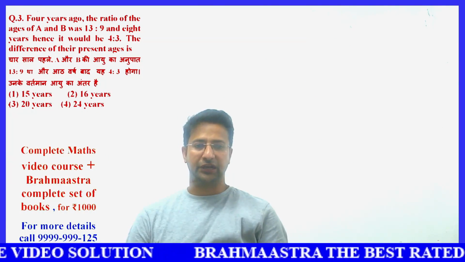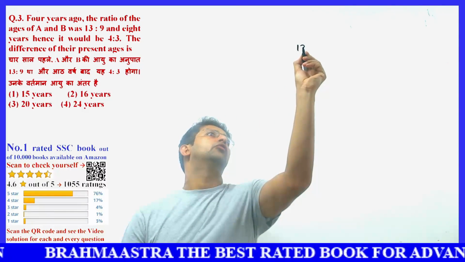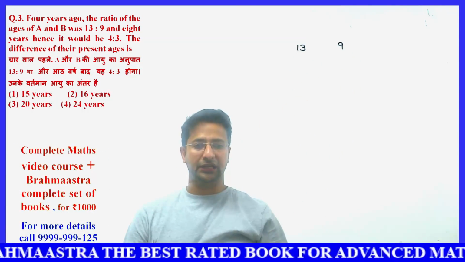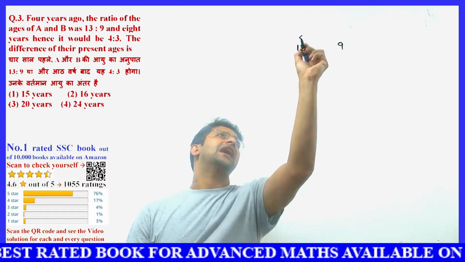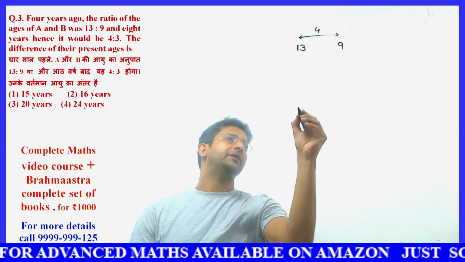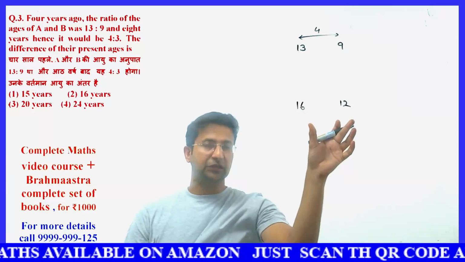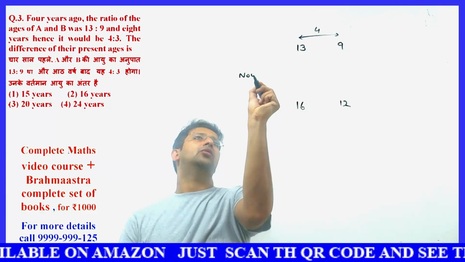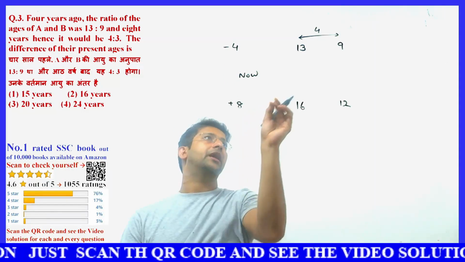4 years ago, the ratio of the ages of A and B was 13:9, and 8 years hence it will be 4:3. See, this gap is how much? This gap is 4. 8 years hence it will be 4:3. I multiply that by 4. You get 16:12. Here also the gap is 3. Let's say this is now, this is 4 years ago, this is 8 years from now.